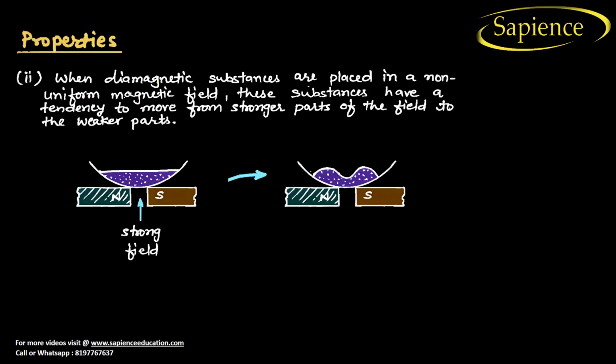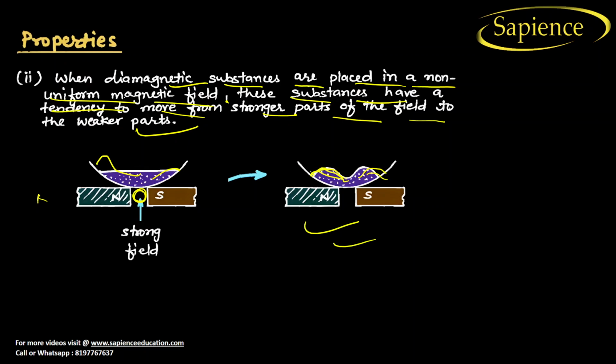Now the second property is, when a diamagnetic substance is placed in a non-uniform magnetic field, this substance has a tendency to move from the stronger parts of the field to the weaker parts. So let us say this is the stronger field. There is a repulsion property, so this substance will move into the weaker zone. So you can understand that this substance moves toward the weaker magnetic field. Okay, so this is your second property.